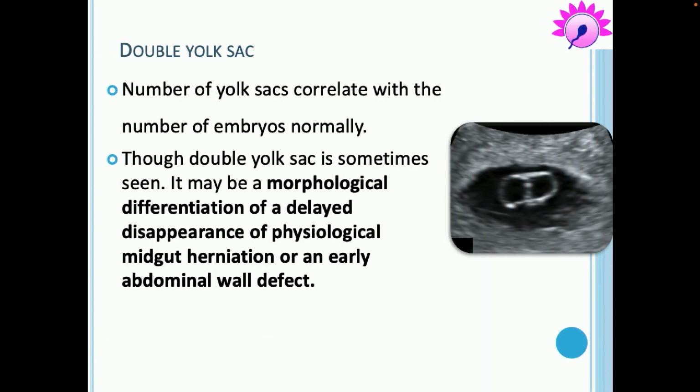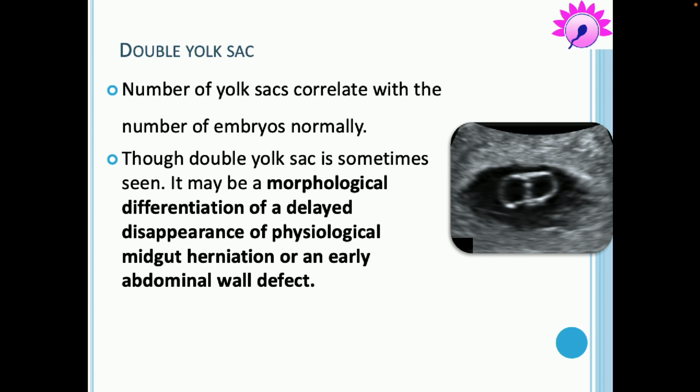Sometimes you may find double yolk sac. Double yolk sac, probably, yes, literature does say it may be morphological differentiation of a delayed disappearance of the physiological midgut herniation or an early abdominal wall defect, but most of the times it is overdiagnosed. Why do I say overdiagnosed? At times it happens that the fetus has grown to about 6 weeks or so, 6 weeks plus, so the amniotic membrane starts developing, but the growth of the fetus stops there. Because the growth of the fetus stops there, therefore the amniotic cavity remains, which appears just by the side of the yolk sac. Therefore it appears like a double yolk sac, but actually it is not a double yolk sac.